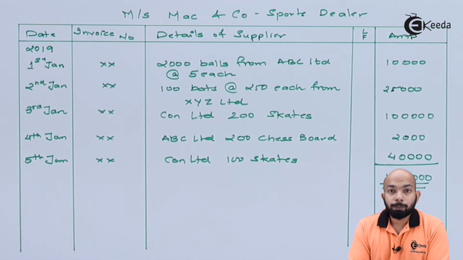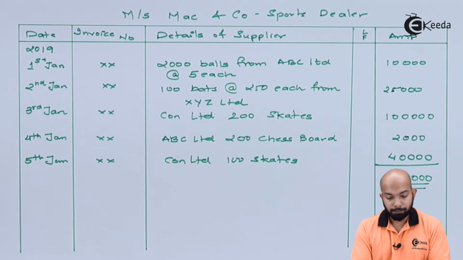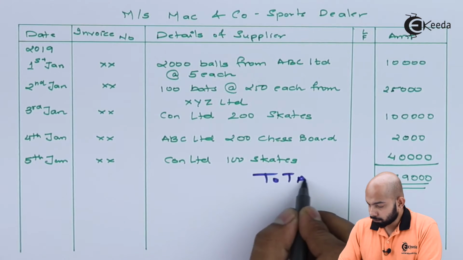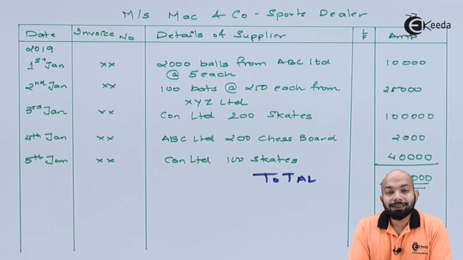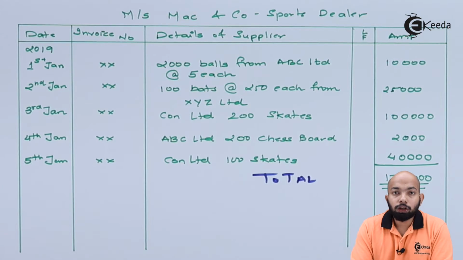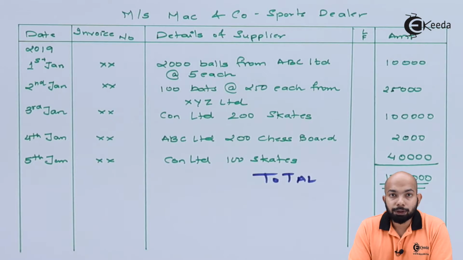Now this is the total of the purchase book. We'll highlight that part. This total will then be transferred to the purchase account. Hence, when we prepare a purchase book, the total of the purchase book will always be transferred to the purchase account.